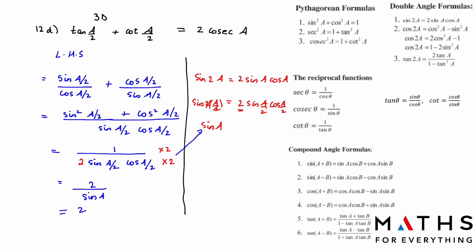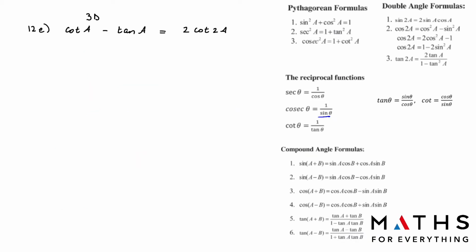1 over sine is equal to cosec. So now change it to cosec A. We got our right hand side. I know the last one was a little bit tricky, but this one is a good one. Which side will we take?